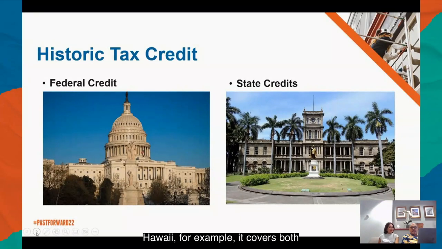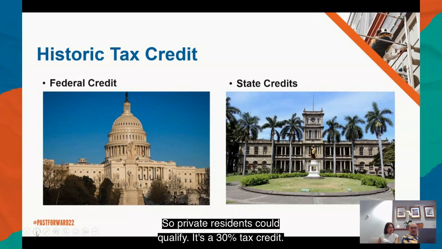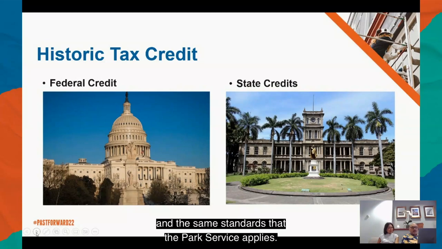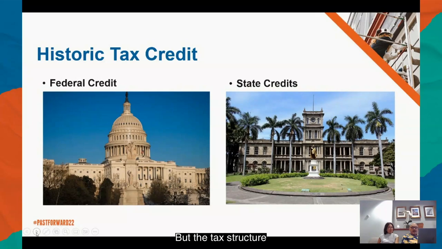Hawaii, for example, covers both commercial and non-commercial structures, so private residences could qualify. It's a 30% tax credit. We do use exactly the same forms and the same standards that the Park Service applies, but the tax structure and the financial structure is different.